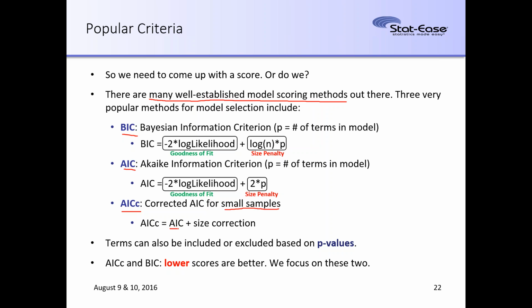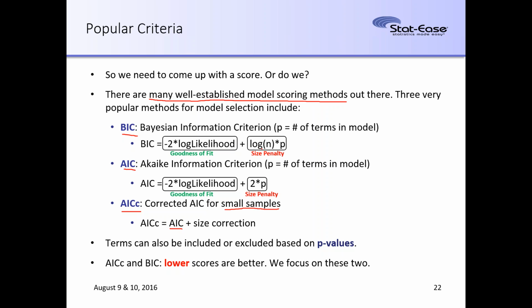AICC is simply a function of AIC plus a small correction for small samples. So essentially it's similar to AIC, and if you have more and more data, then the AICC and the AIC will converge to one another. The BIC is a function of the goodness of fit, which is this -2 times log likelihood. You don't have to worry about that, but it's related to the residual sums of squares in linear regression, plus a model size penalty.